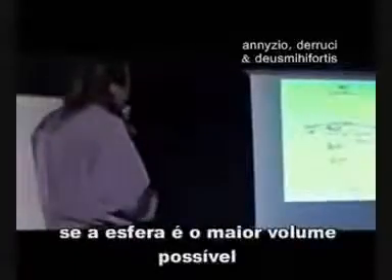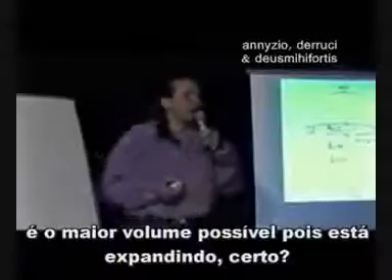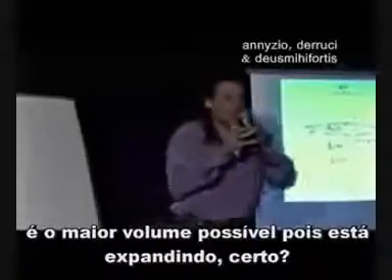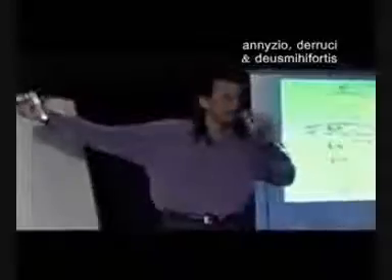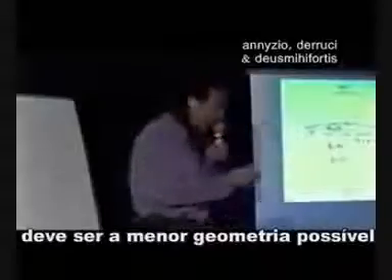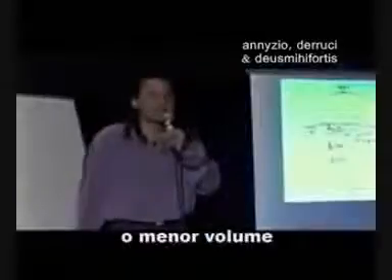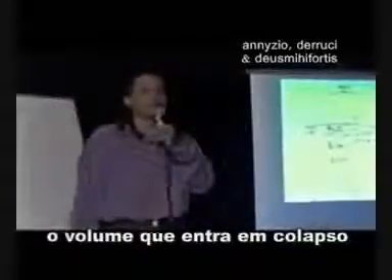So I looked and I thought, well, if the sphere is the highest volume possible, which it is, so it's the highest volume possible because it's expanding, right? Then the geometry of the collapsing vacuum must be the smallest geometry possible. The smallest volume. The volume that's collapsing. And that is a tetrahedron. Everybody here knows what a tetrahedron is?